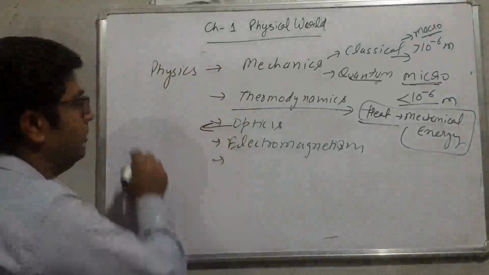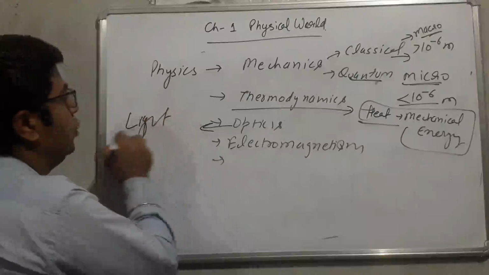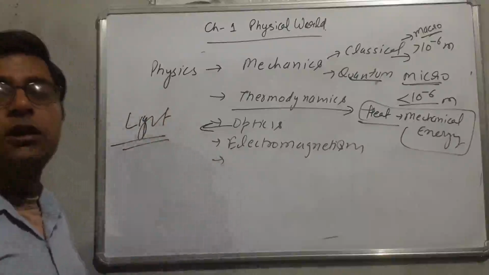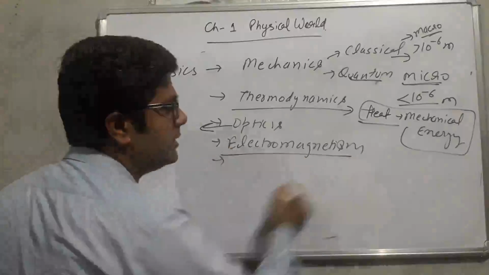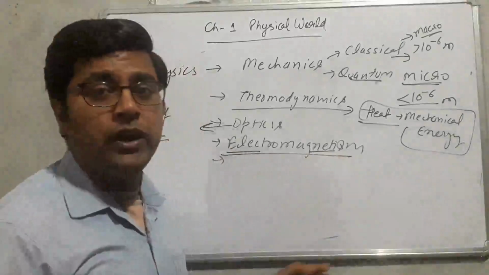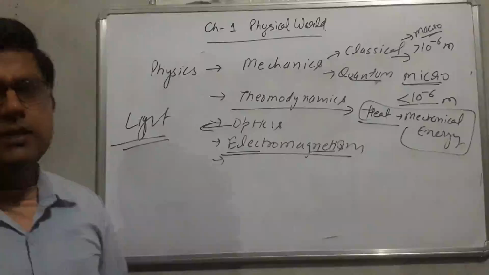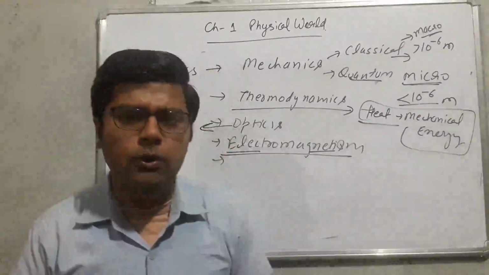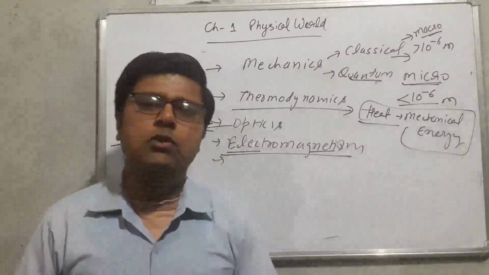Similarly, optics is that branch of physics where we discuss light and the phenomena related to light, like reflection, refraction, polarization, interference, diffraction. There are so many phenomena. Electromagnetism is that branch of physics where we discuss electricity and magnetism. It's a very vast branch of physics. So like this we have many branches of physics. So I just recall all the things. Science means to know about something in a systematic manner. Okay, and then we discussed scientific method.